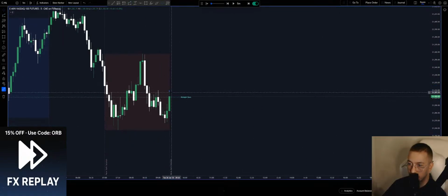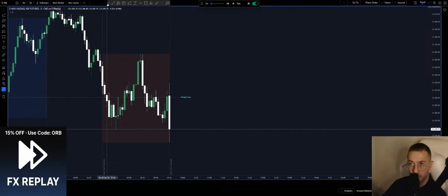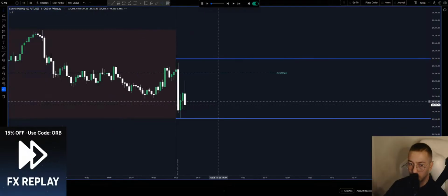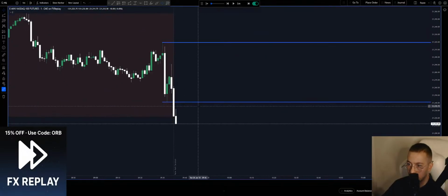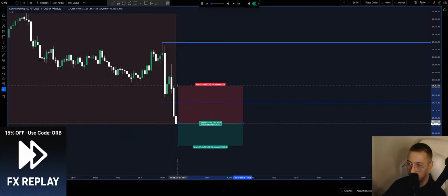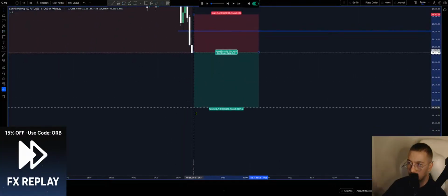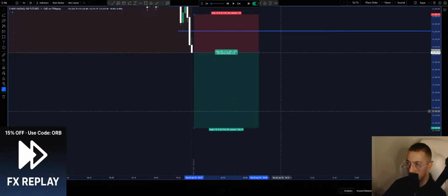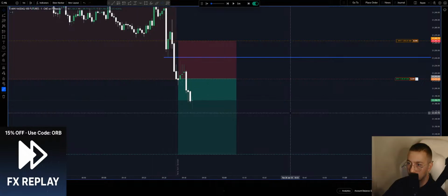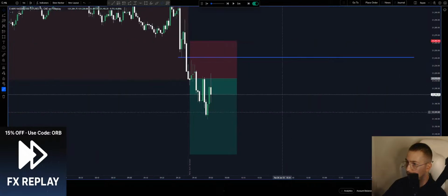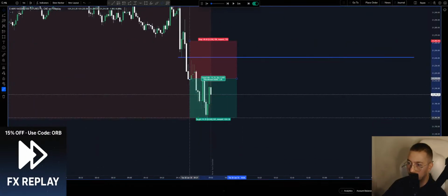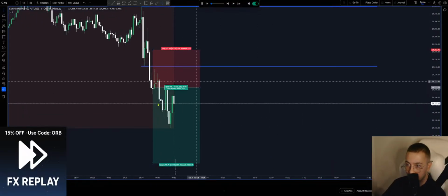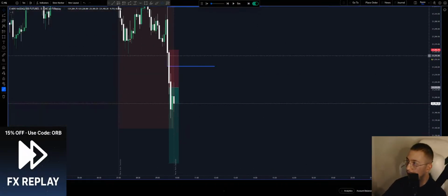Wait, that's not 9:30. 9:30, 1 minute. There's no gap. That's the entry. Market order. Stop is here. 2 risk to reward. Auto break-even 1 hour. Stops at break-even. Hits 1 hour. See, that's another break-even trade.